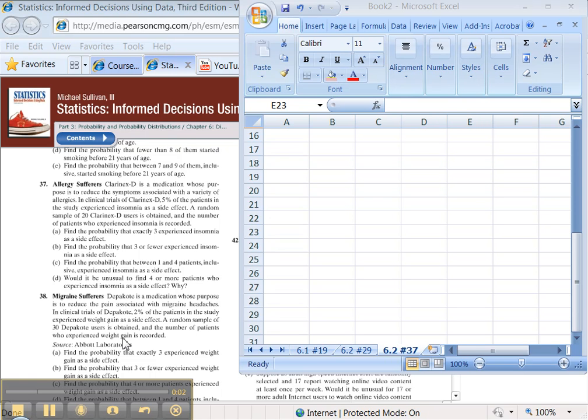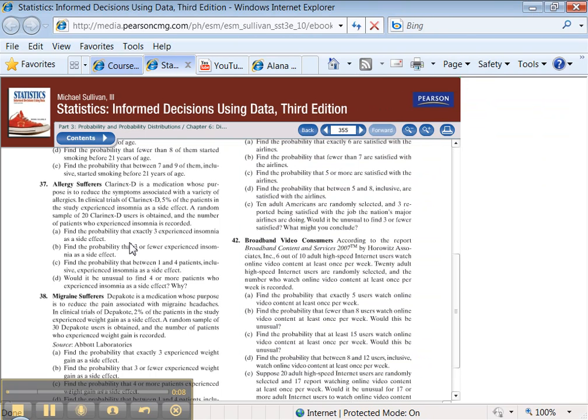So it's time for our last tutorial for Chapter 6. We're going to be working on 6.2 number 37, which I happen to have right here. Let's see, Clarinex D is a medication whose purpose is to reduce the symptoms associated with a variety of allergies.